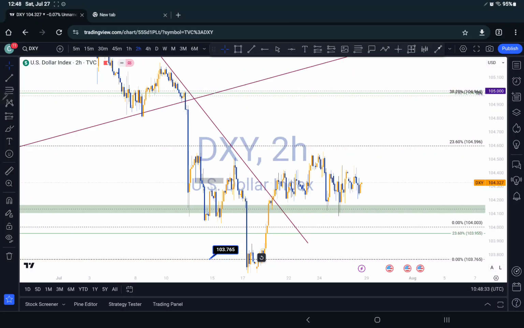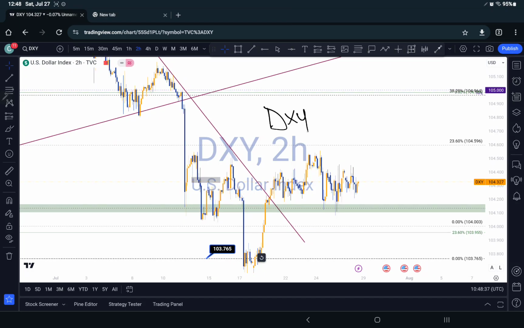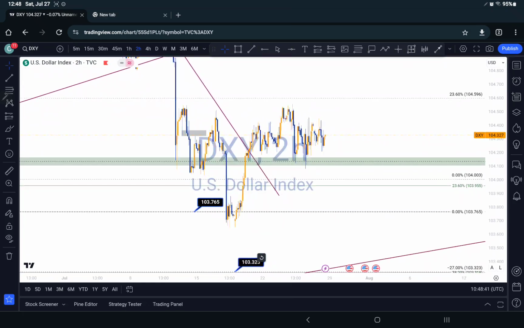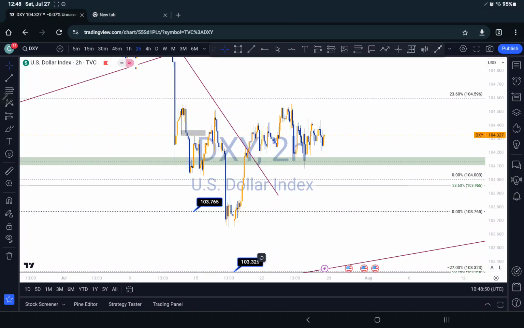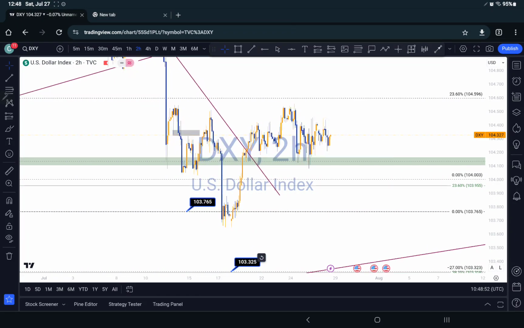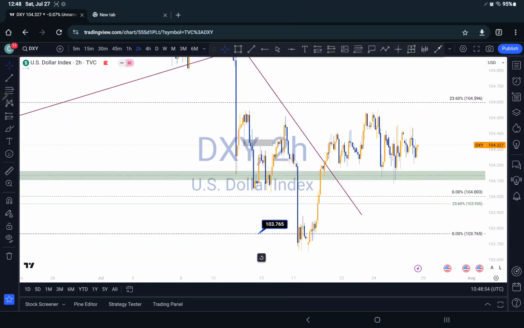Hey guys, so this is my analysis update on the XY. What am I expecting on the XY? Before we do this analysis, I will do a quick recap on the XY.